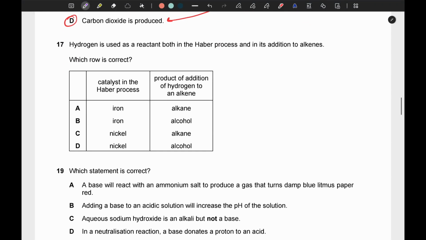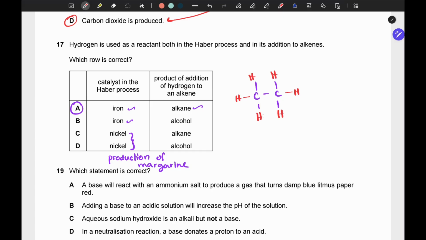Number 17. Hydrogen is used as a reactant both in the Haber process and in its addition to alkenes. Which row is correct? The catalyst in the Haber process is iron. Nickel is used for the production of margarine, basically when we add hydrogen to alkenes. And the product of addition of hydrogen to an alkene will always be an alkane. In that case, the answer is A. If you have your alkene, the double bond will disappear and hydrogen will attach to the carbon from the two sides.